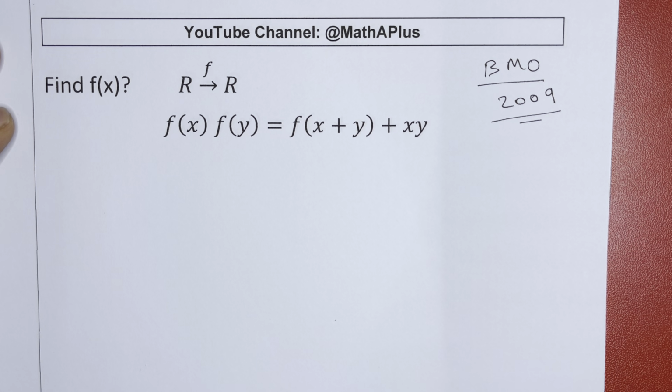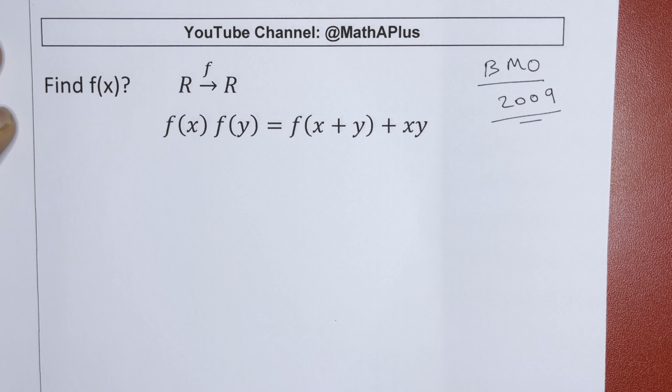Okay, great. So let's jump to the problem first. First of all, the problem says find f of x if this relation is true. f of x times f of y is f of x plus y plus x times y, okay? x and y are independent variables, of course.